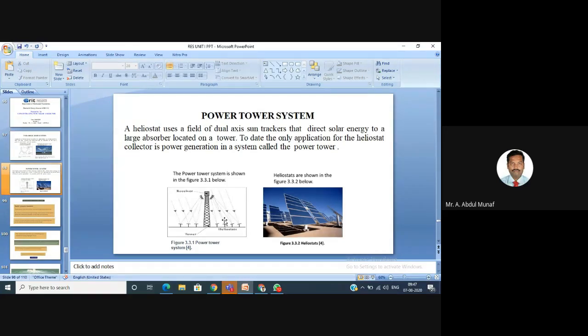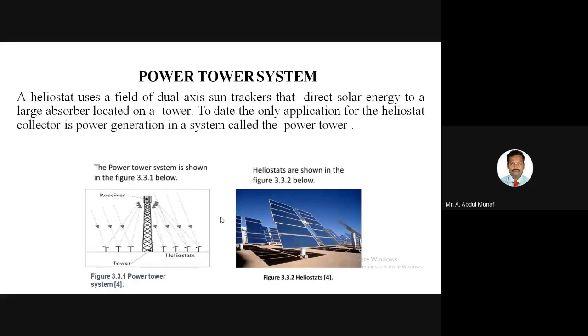Okay, that steam is taken to the turbine. We are increasing the pressure of the steam. Due to that high pressure, the turbine will rotate. Then the generator is connected with the turbine. Due to the rotation of the turbine, the generator will automatically rotate. Then from the generator we are taking the electricity. Electricity is produced. Okay, this is the main working principle of the power tower system. Here we are producing electricity with the help of this power tower.